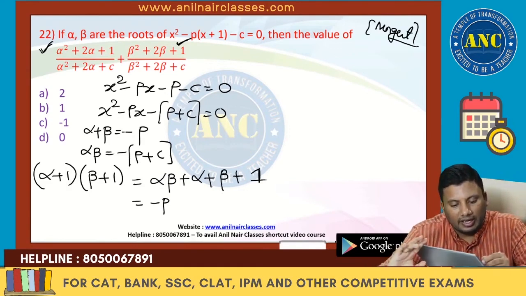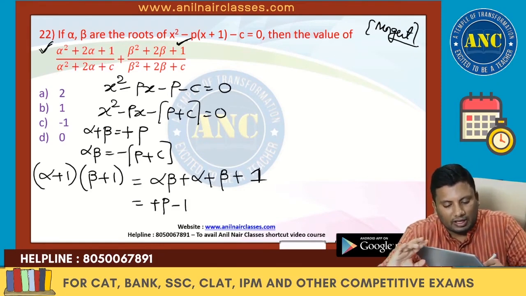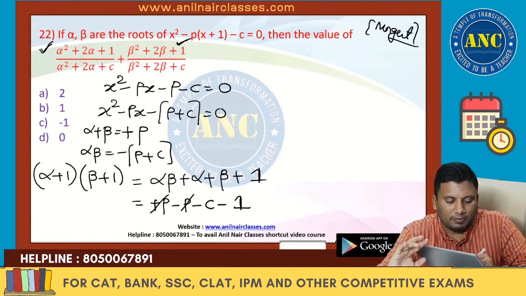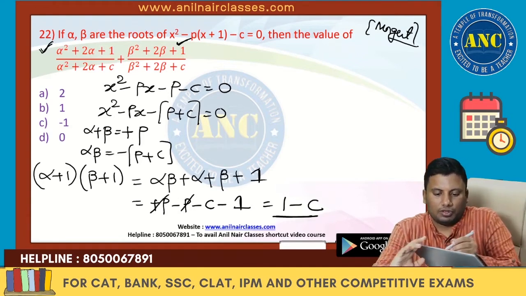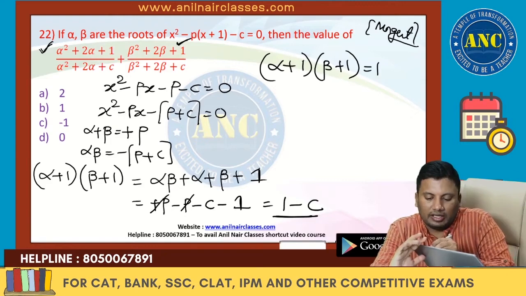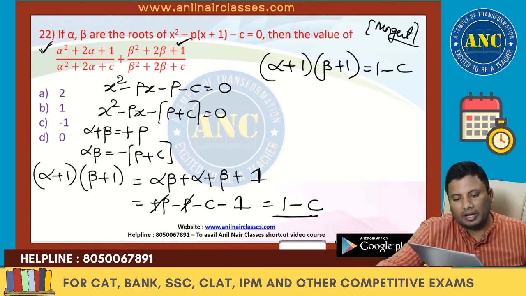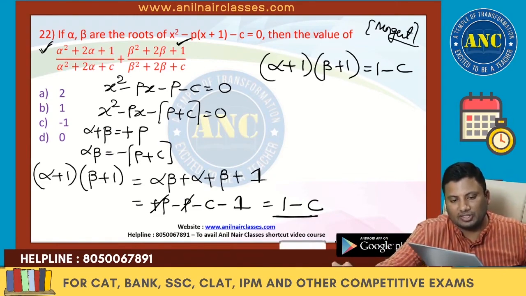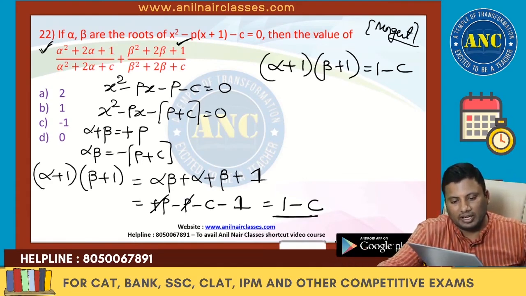Alpha, it is minus of minus p plus p. So here it is nothing but minus p minus c minus 1 plus p, minus p cancel. It is 1 minus c. So what is that we got? Alpha plus 1 into beta plus 1, we got it as minus c. I hope it is clear.